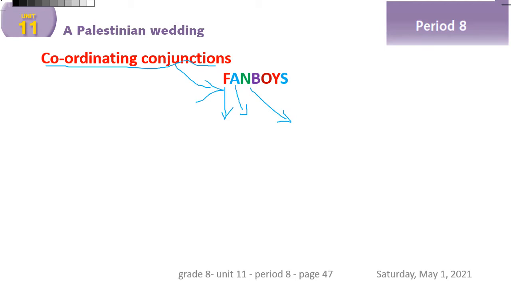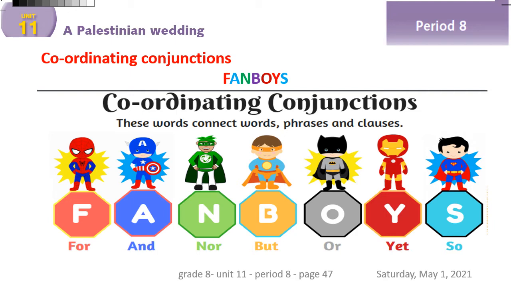What do the letters of FANBOYS refer to? Have a look. Look carefully. F refers to for. A refers to and, and all of us are familiar with and. N is for nor, B for but, O for or, Y for yet, and S for so. So we have for, and, nor, but, or, yet, so.